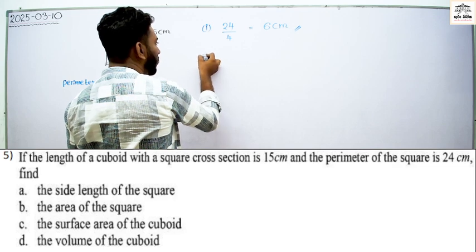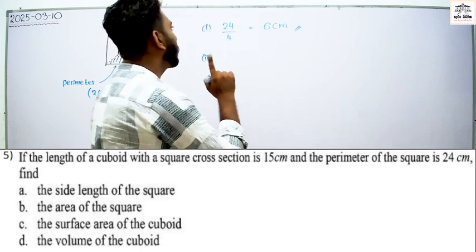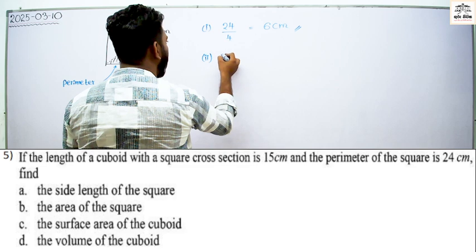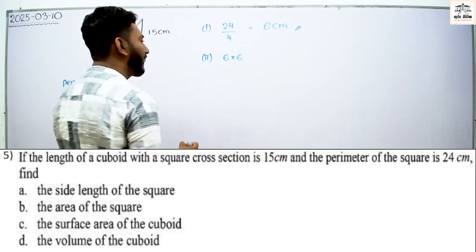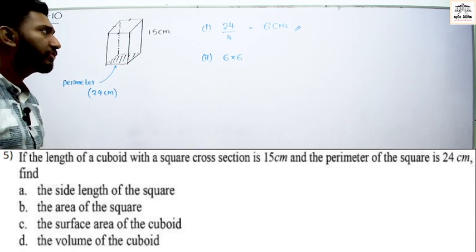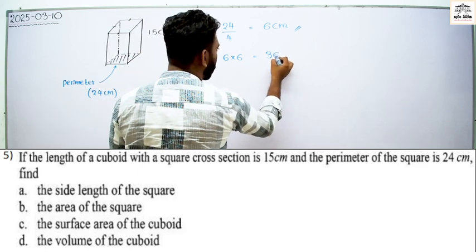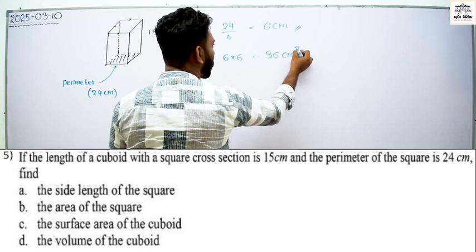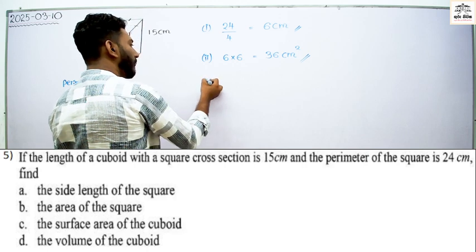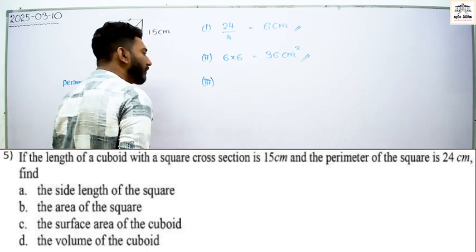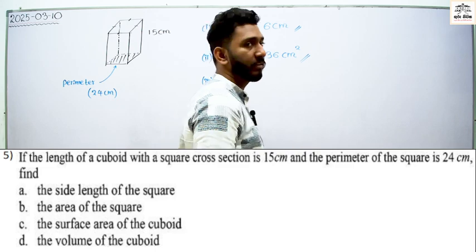Now, second question. The area of the square, and you know the value for the length, and area is equal to length into breadth, or length of side into length of side. 6 times 6 becomes 36, but the unit is very important, cm squared. And the third question, the surface area of the cuboid. Now listen.